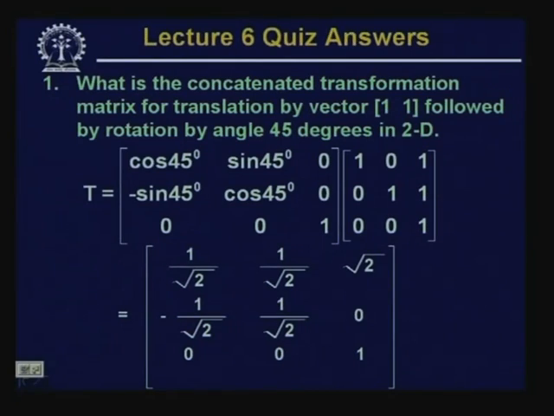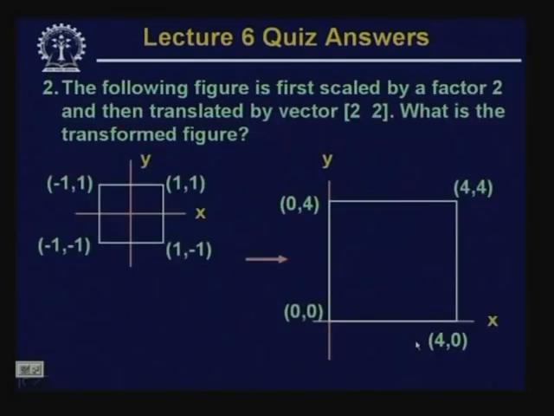Here you find that first you have to apply the translation followed by the rotation. So, the concatenated transformation will be cosine 45 degree, sine 45 degree, 0; minus sine 45 degree, cosine 45 degree, 0; 0 0 1, then 1 0 1; 0 1 1; 0 0 1. If you multiply these two matrices, the concatenated transformation matrix will come out to be 1 over root 2, 1 over root 2, root 2; then minus 1 over root 2, 1 over root 2, 0; then 0 0 1.